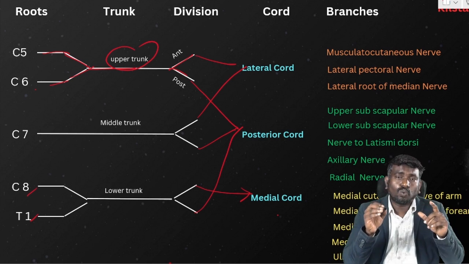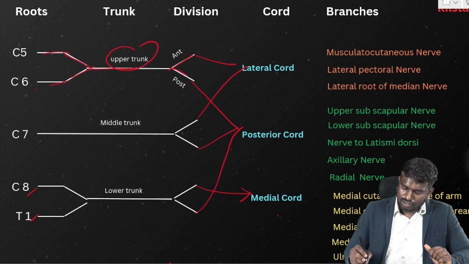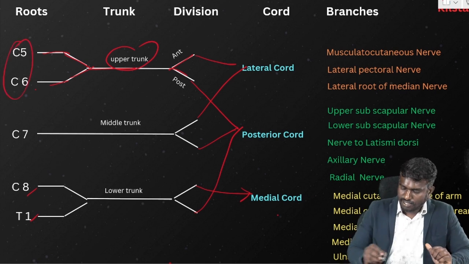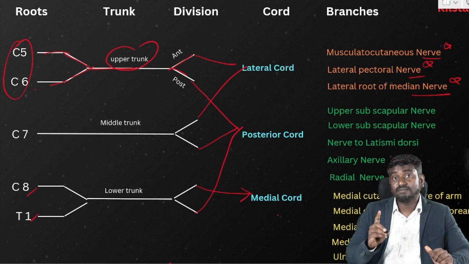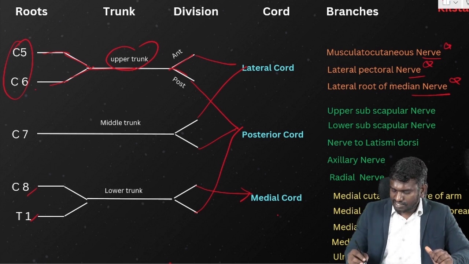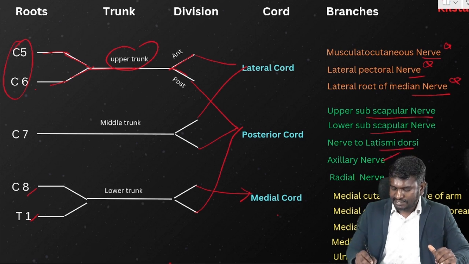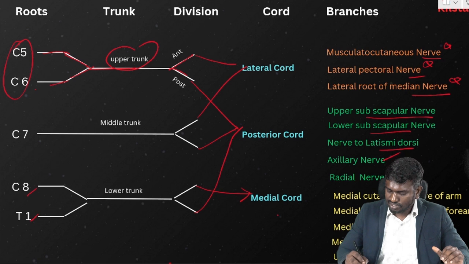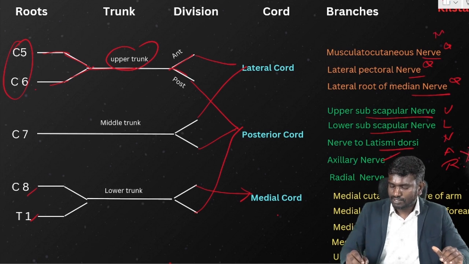Now, it is important to know what the branches are and what muscles they are supplying. Now, the lateral cord, C5, C6, supplies the musculocutaneous nerve, lateral pectoral nerve, and lateral root of median nerve. All these are important ones to be remembered. The posterior cord, C7, supplies the upper subscapular nerve, lower subscapular nerve, nerve to latissimus dorsi, axillary and the radial nerve. If you are not able to remember all, there is a beautiful mnemonic called ULNAR. So now I hope you can remember this very easily. Beautiful. This comes to the mnemonic M, L, L.